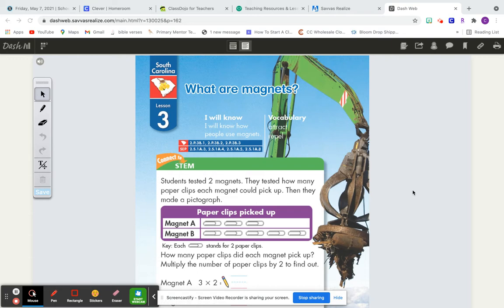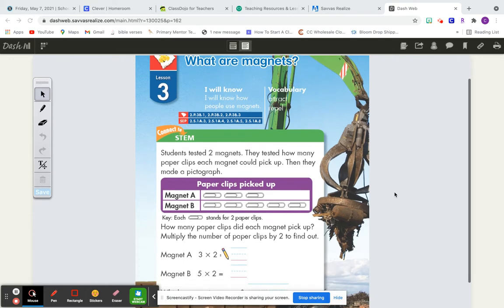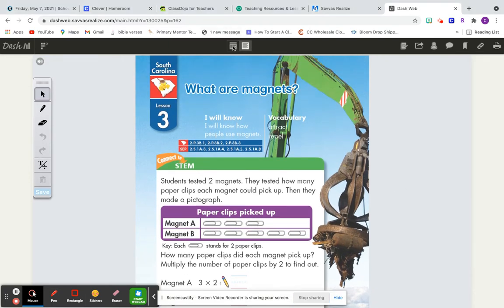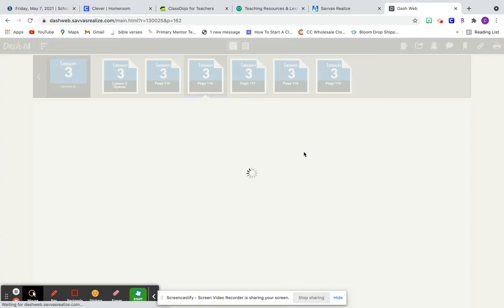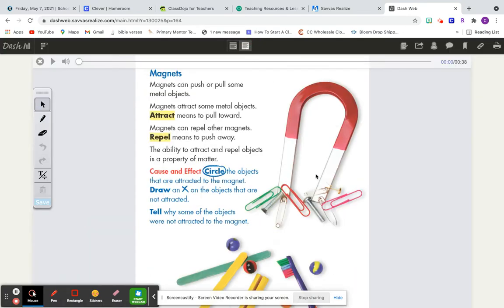By the end of the lesson, you will know how people use magnets. So, magnets can push or pull some metal objects. Magnets attract some metal objects, and attract means to pull toward, and magnets can repel other magnets. So, repel means to push away. So remember, the push and pull is a force. The ability to attract and repel objects is a property of matter.